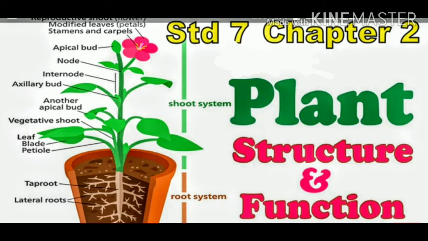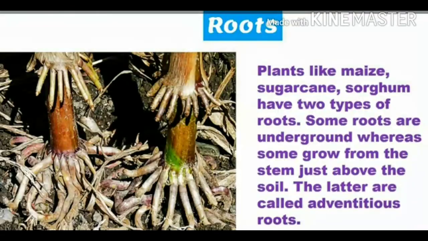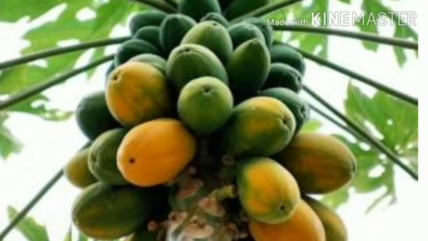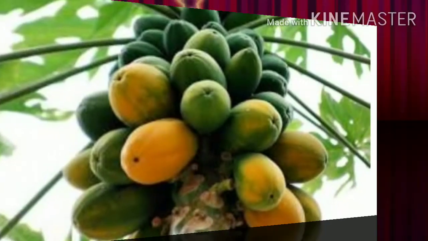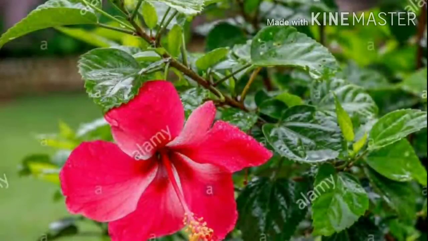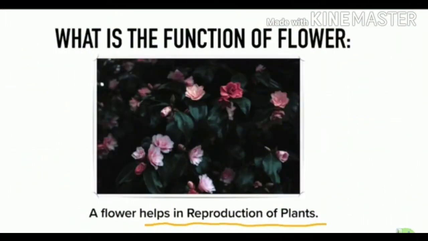Students, in the previous videos we have learned about the parts of the plant, that is root, stem, leaf and their structure. Now today we are going to learn the last part of this chapter, that is flower and fruit. So let's start with the next part of the plant, that is flower, parts of the flower and functions of the flower. Before studying the parts of the flower, let's understand the function of the flower. Okay, so flower basically helps in reproduction of plants.